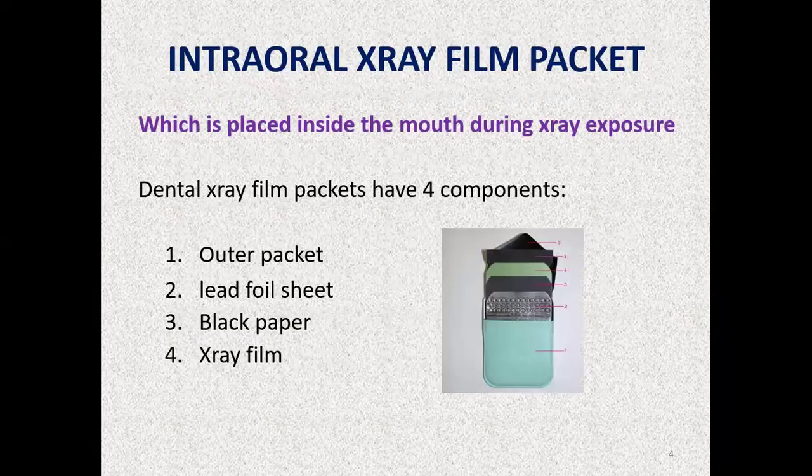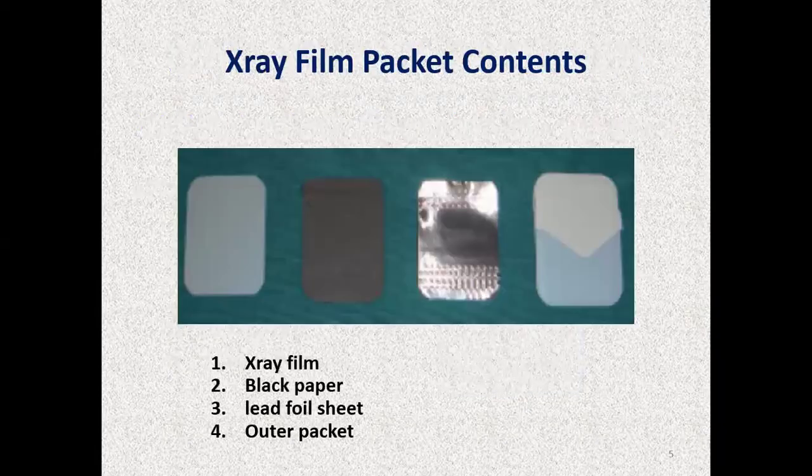Coming to intraoral films, these are films which are placed inside the mouth during X-ray exposure. The components of an X-ray film packet consist of an outer packet, lead foil sheet, black paper, and X-ray film. These are the separate views of each component: X-ray film, black paper, lead foil, and outer packet.